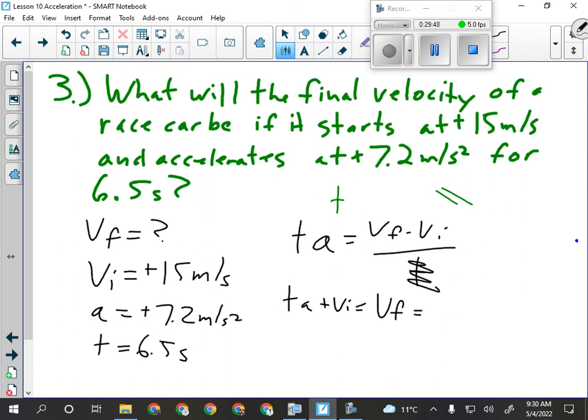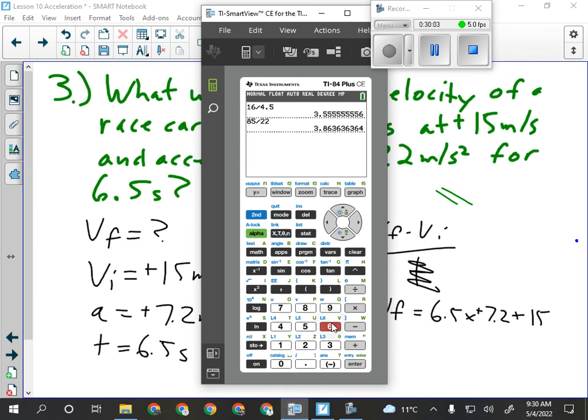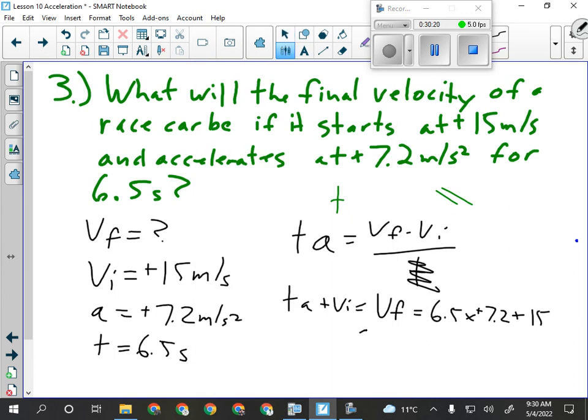When I plug in my numbers, that's going to be 6.5 seconds times positive 7.2 meters per second squared, and I'm going to add to that my 15 meters per second. So 6.5 times 7.2, and then I add to that my 15. So it's going to be moving at 61.8. Actually, it would be 62 for sig digs, but we'll go 61.8 meters per second. And that needs to be positive, because we were given positives in the question.